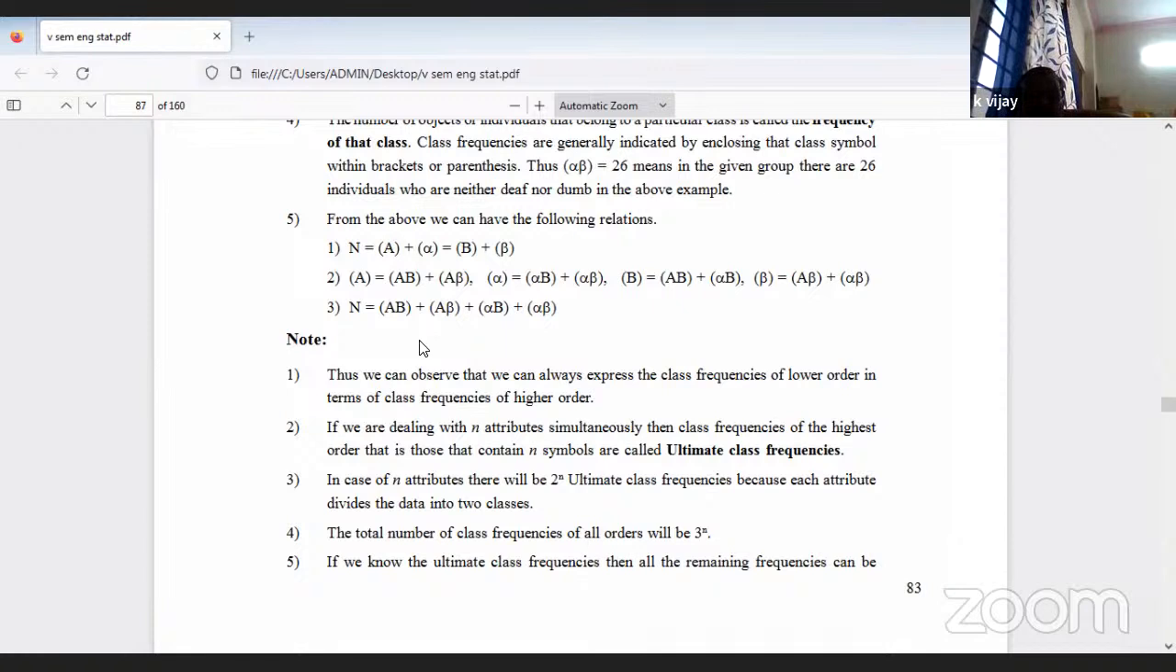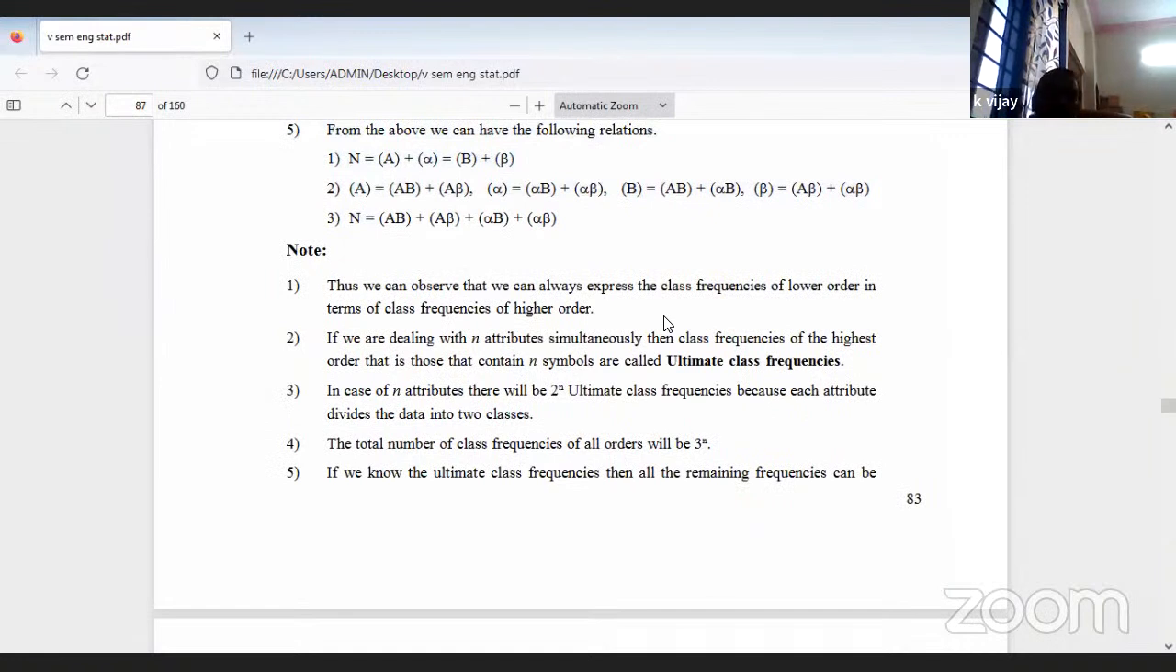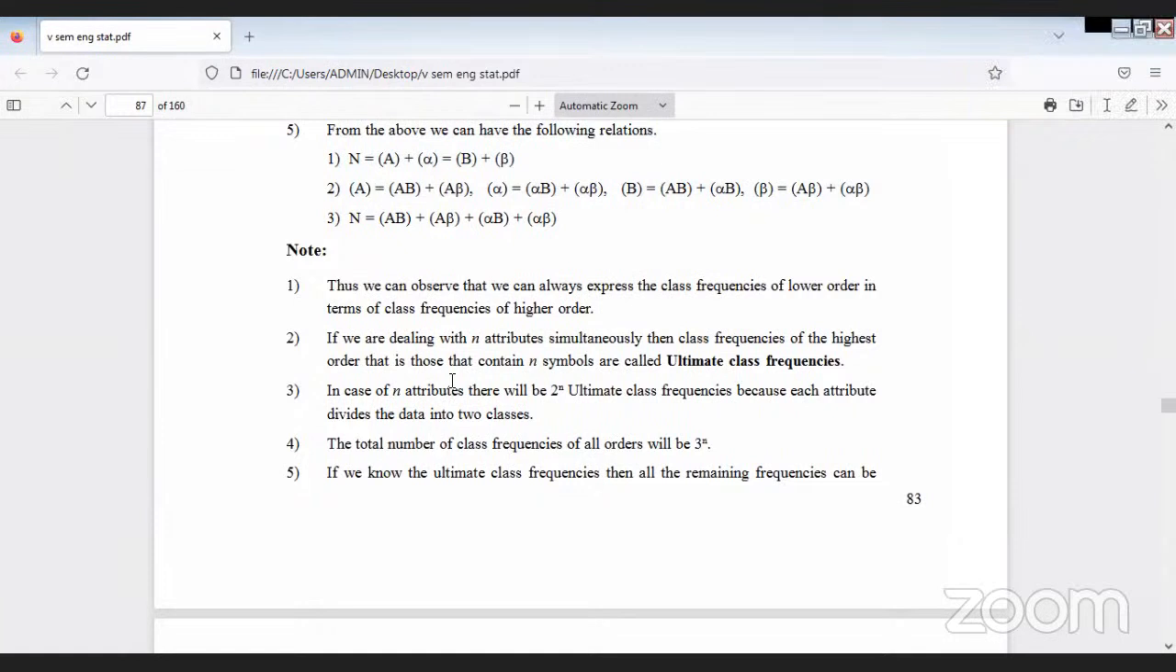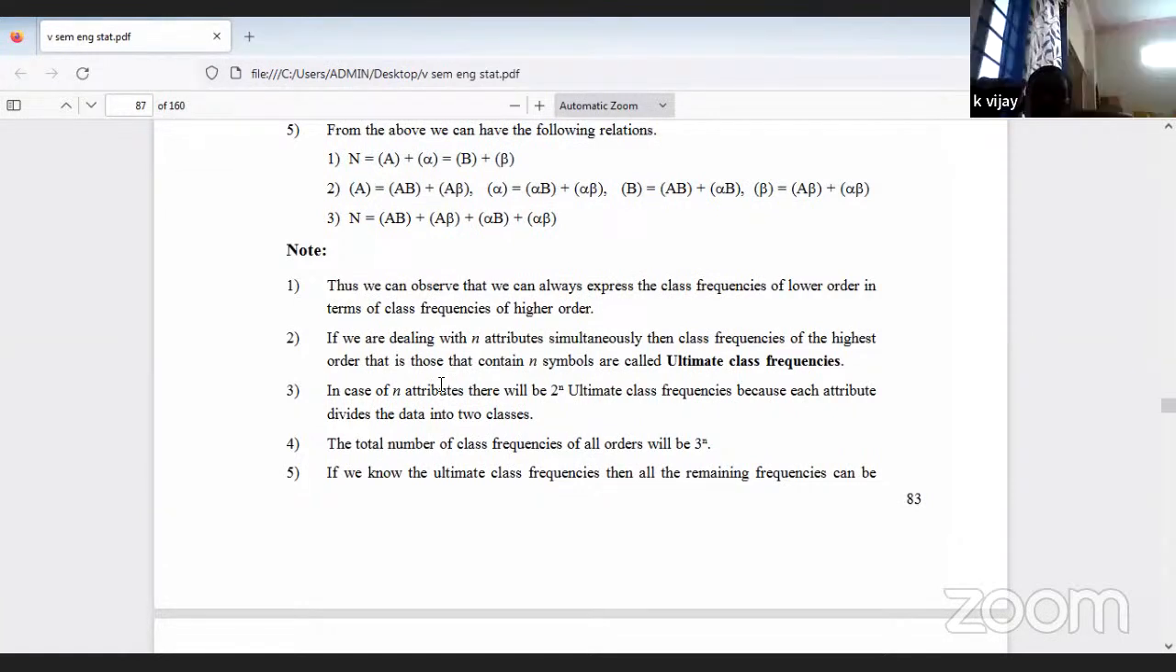Total N is equal to then what happens? AB plus A beta, alpha B plus alpha beta. All these conditions in the N we are applying. Is it correct? Respond please. Sir, I did not understand, sir. Once again, if I give a problem you will understand.